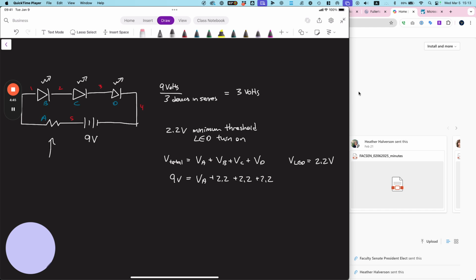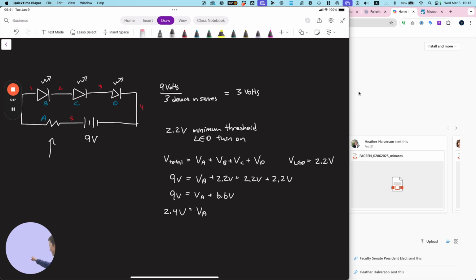Okay, and if I want to be more picky, to be more accurate, we want to put the units in here. So what's 2.2 plus 2.2 plus 2.2? 6.6. Okay, VA plus 6.6 volts. VA is going to equal what? 9 minus 6.6. 2.4 volts. Okay, we have 2.4 volts.